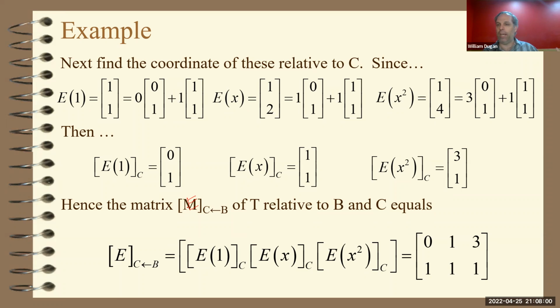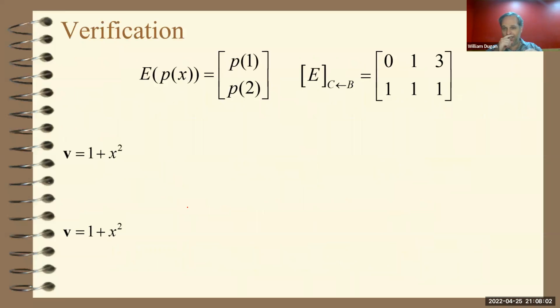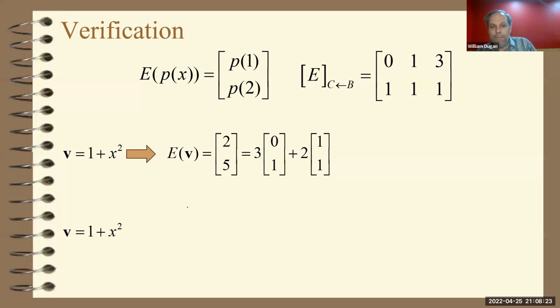All right, once again, let's just test it. So here are the mappings, and let's take the vector in P2, 1 plus x squared. Let's apply E to it, and then see what the coordinates are relative to C. And then we'll come back, find the coordinates relative to B, then multiply by the matrix of E relative to B to C, and we should get the same coordinates. So E of v is found by just taking the function 1 plus x squared, evaluating it at 1, evaluating it at 2. Those are the vectors.